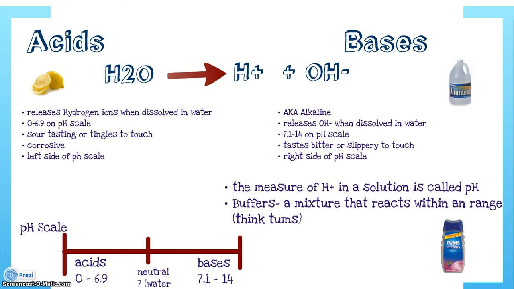When you draw your pH scale, please remember that it's from 0 to 14. Not less than 0, not greater than 14. From 0 to 14. They're absolute values. From 0 to 6.9 again are your acids. From 7.1 to 14 are your bases. And then in the middle is 7, which is water.